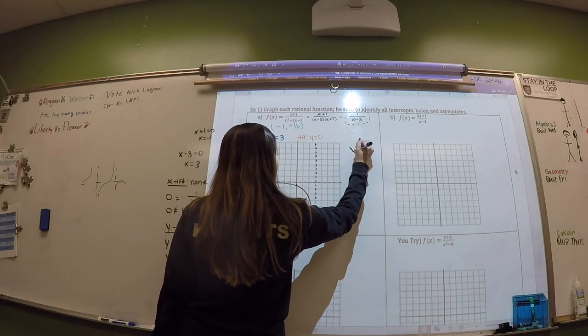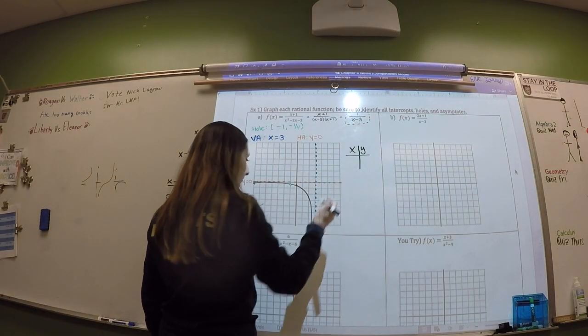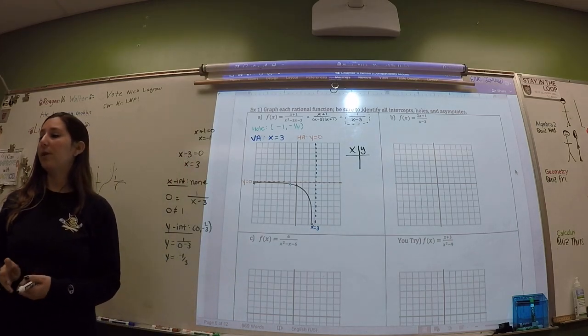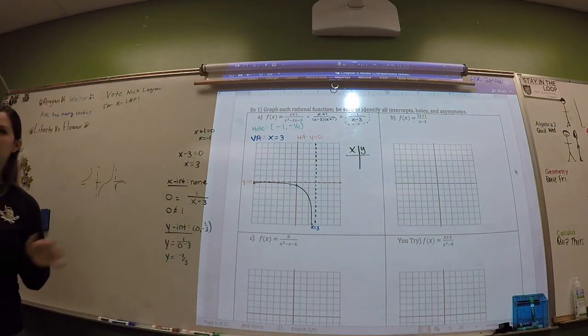They're going to have to be bigger than 3 because our asymptote's at 3, and we do want 4 because then it's just 1.